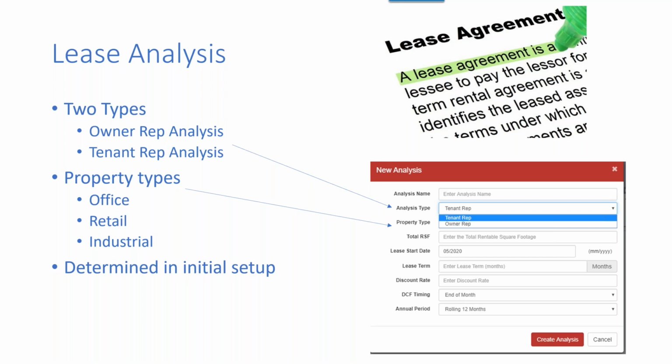The inputs will be a little bit different depending on the property type. So you do select that up front, whether it's office, retail, or industrial is the three property sectors that are covered right now in the program. Of course, you could have other property types that are kind of similar that would still work. I guess the main thing is there isn't really a lease analysis for apartments. Probably don't really need one for apartments, at least the type of analysis that we're going to talk about today.